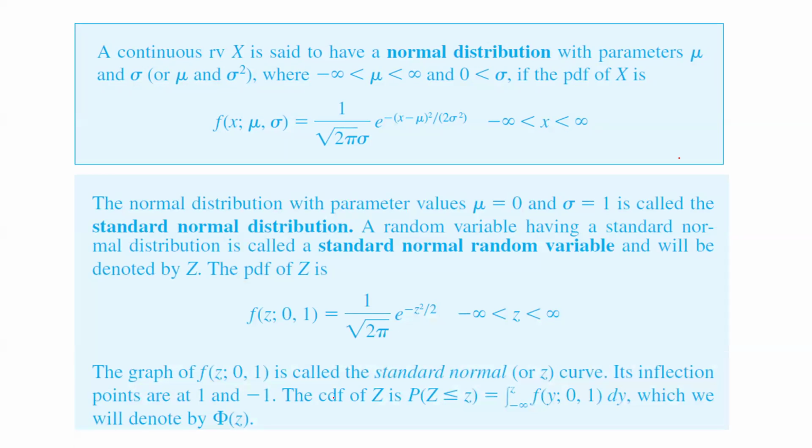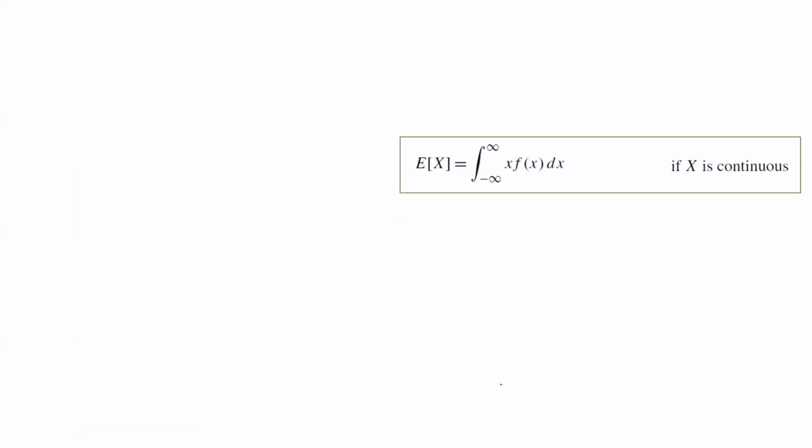Well, as you remember, the cumulative distribution function of z is the probability that z is less than or equal to z, or the integral of f of y dy, where y ranges from negative infinity to z. Now we want to calculate the expected value and variance for this type of variable. Remember, if x is a continuous random variable, the expected value is the integral of x times f of x, and then we just need to do the calculation.